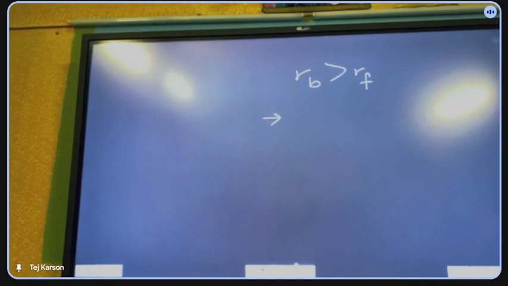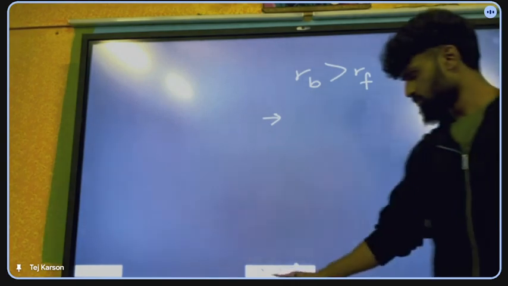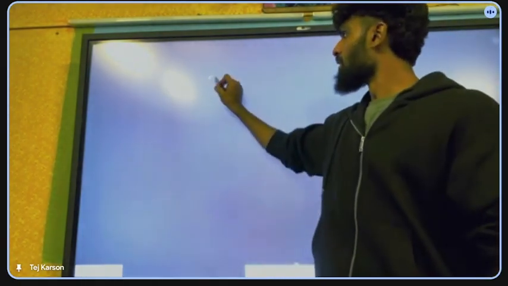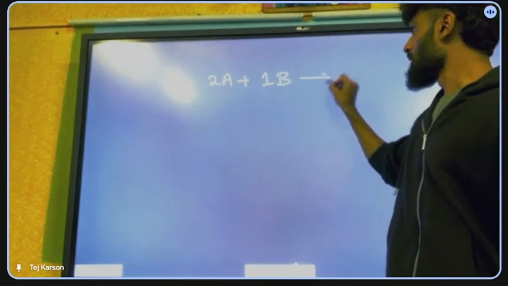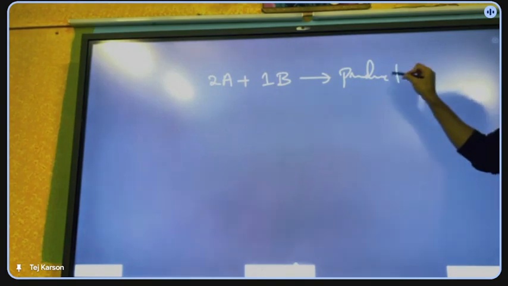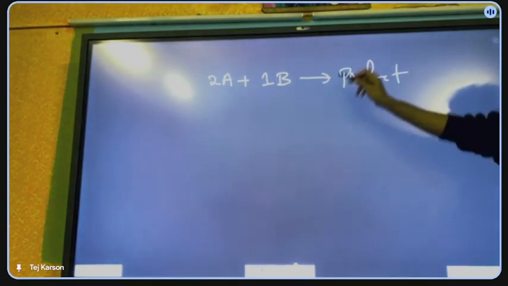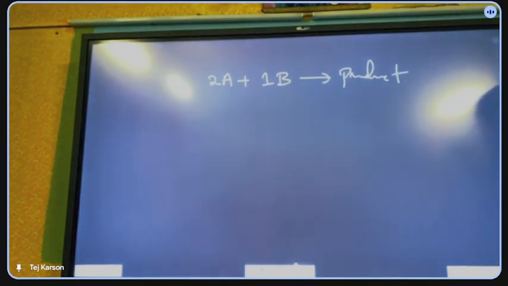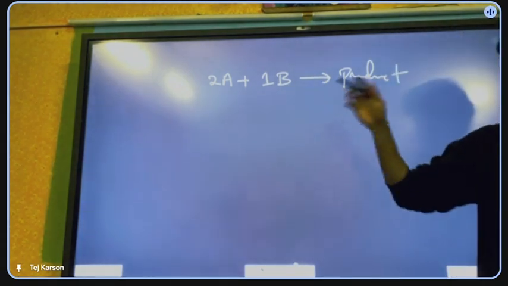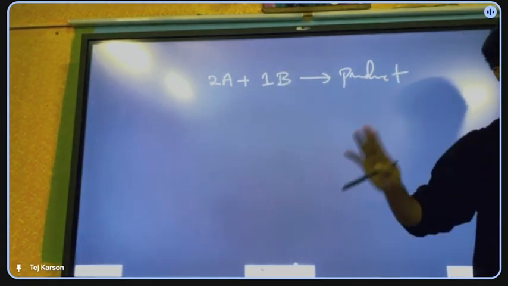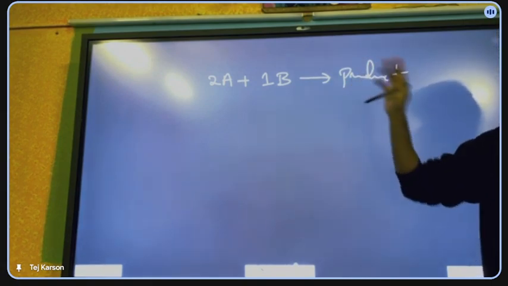What do they mean by this? We'll have to go step by step here. Listen. 2A plus 1B is giving us product. I'm intentionally not talking about the letters involved in the product. Ignore it. Now if I ask you to write the law of mass action for the reactant side, obviously you can only write for the reactant side because only that is where the letters are visible here. Doesn't mean it's not here. We are not talking about it.